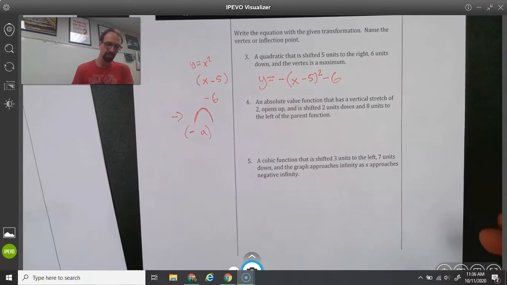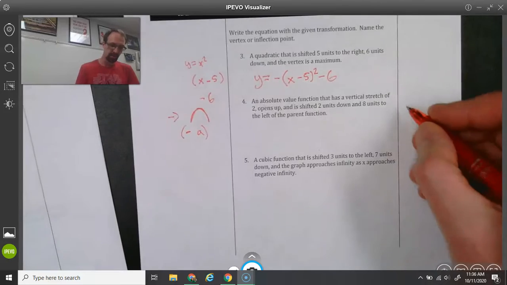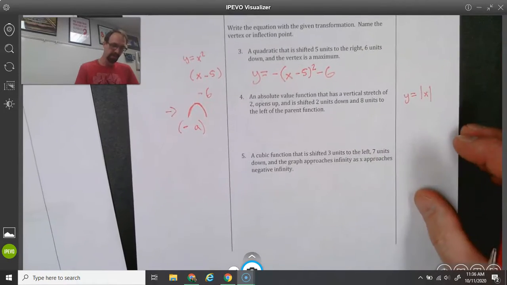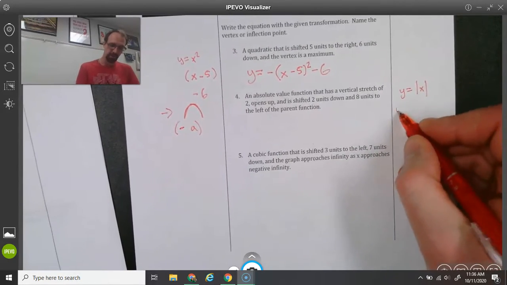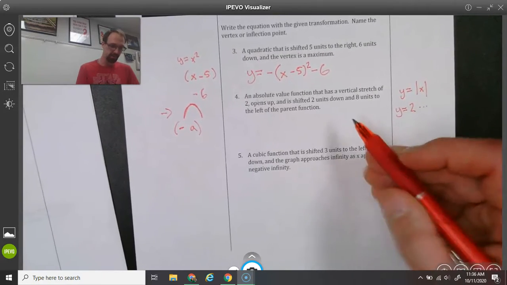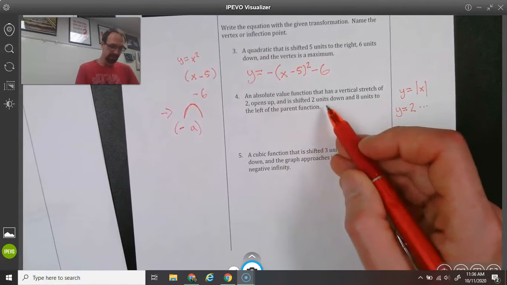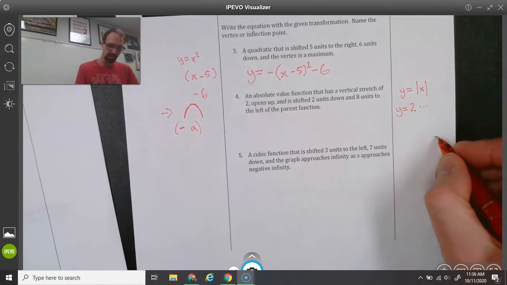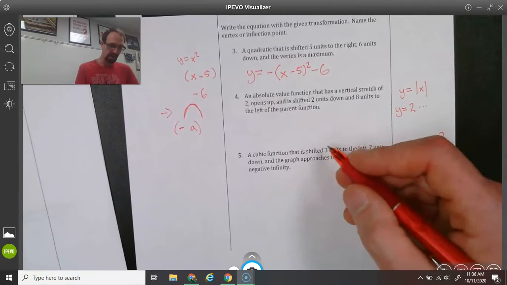Number 4, an absolute value function. So this tells me that it's going to be y equals absolute value of x. Has a vertical stretch of 2, so that tells me it's going to be y equals 2 times whatever it is. It's shifted down 2 units, so that tells me that it's going to be a minus 2 at the end, and then 8 units to the left.